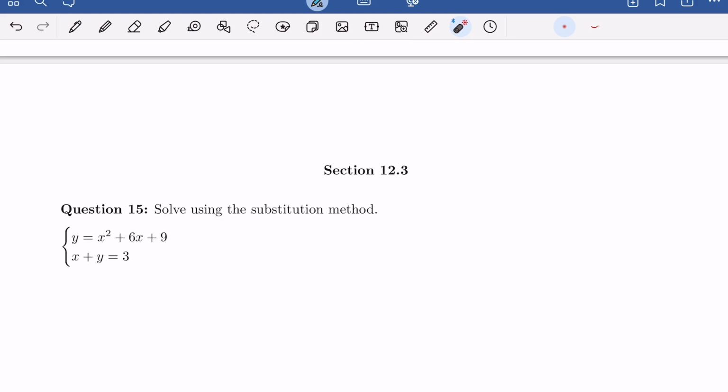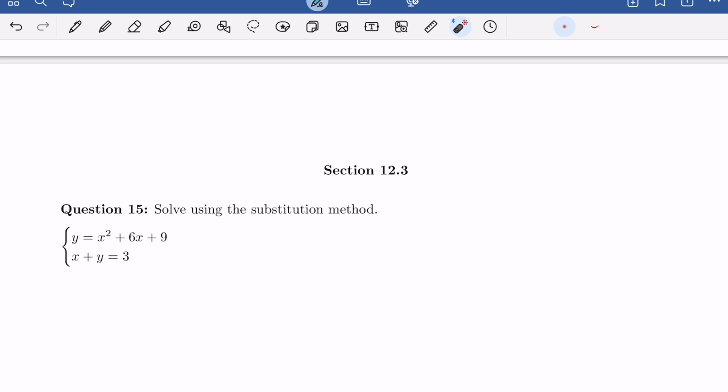All right, this brings us to section 12.3. Now in this section, we're going to be solving systems of equations. We saw in previous sections solving systems of linear equations using our substitution and elimination methods. Now we're going to be doing the same thing in this section, but now we're going to be dealing with quadratic equations.